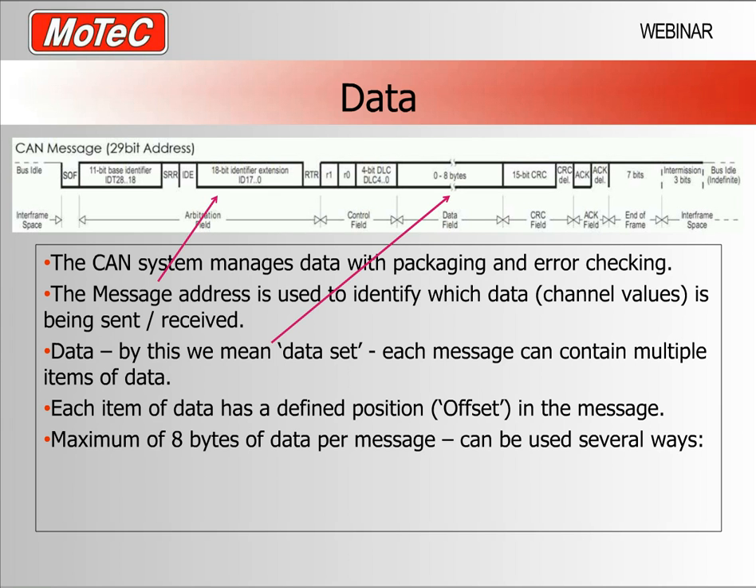Now, the data has to be defined in terms of where it sits in the message, and we call that the offset. So we have an offset of 0 to 7, and we can use up to 8 bytes of data. That's the only time we really need to look at what the CAN message actually looks like on the bus, because again, the subsystem is going to take care of all housekeeping, and all we need to concern ourselves with is the message address and the data.